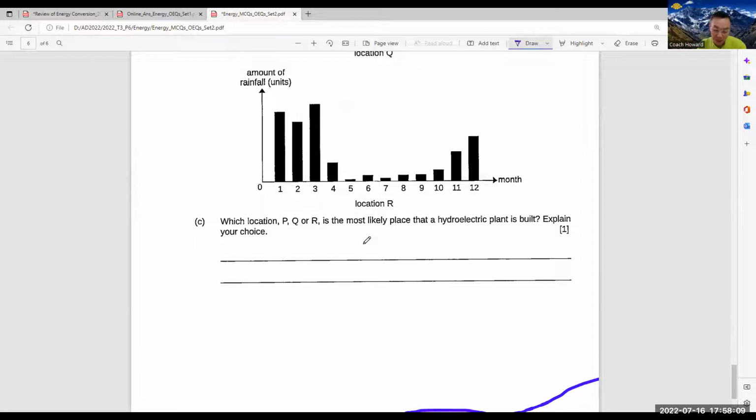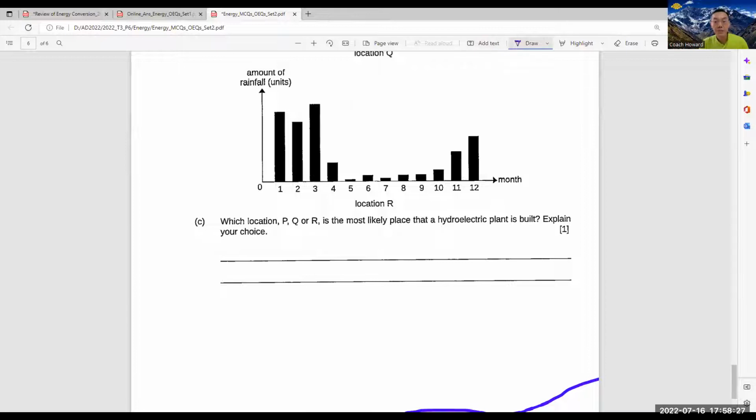So you should say that it received the highest amount of rainfall throughout the whole year. Therefore, the reservoir will have a consistent large amount of water that allows the water to flow through to turn the turbine to activate the generator.